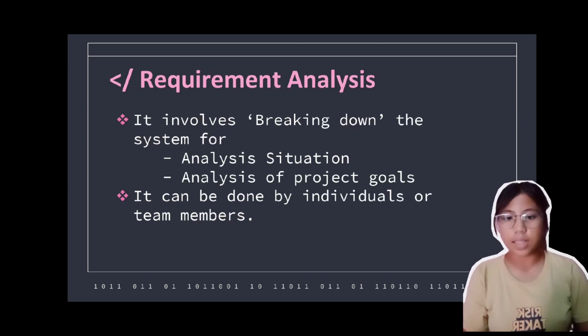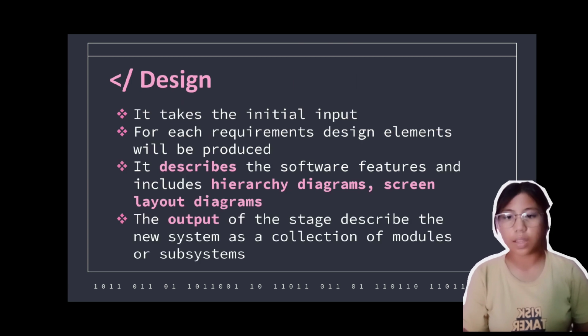Requirement analysis. It involves breaking down the system for analysis of the situation and analysis of project goals. It can be done by individual or team members. Design. It takes the initial input. Second, for each requirement, design elements will be produced. It describes the software features and includes hierarchy diagrams and screen layout diagrams. The output of this stage describes the new system as a collection of modules or subsystems.